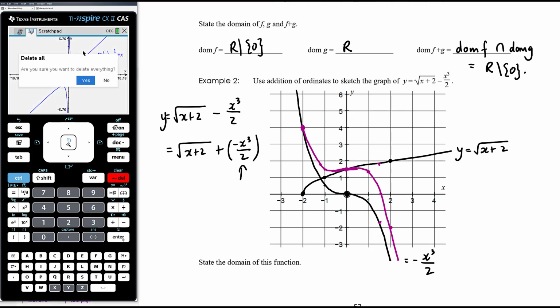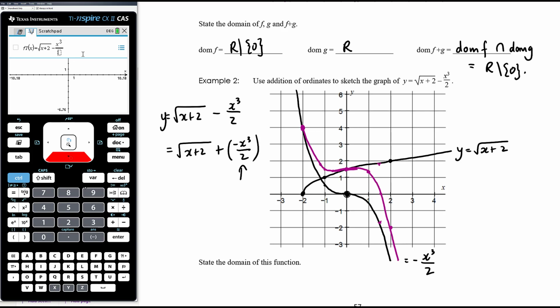Let's have a look. Alright, so what's our function? Square root of x plus 2 minus x cubed on 2. Yeah, pretty good. Not too bad.